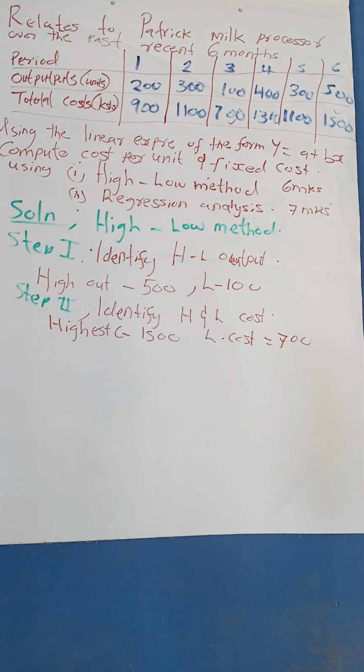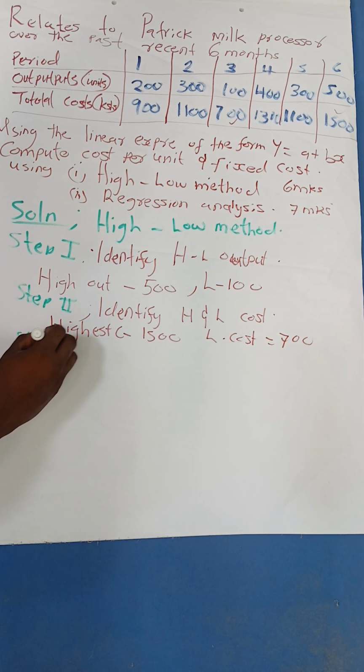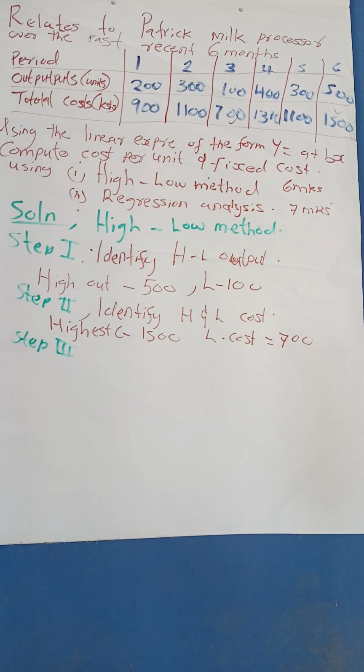So just see the steps, the way we are going. First, identify the highest output and lowest output. Second, identify the highest cost and the lowest cost. Now, we go ahead to do what? After you have identified that, we calculate the variable cost. Then step 3, after identifying that, we have to identify the variable cost.